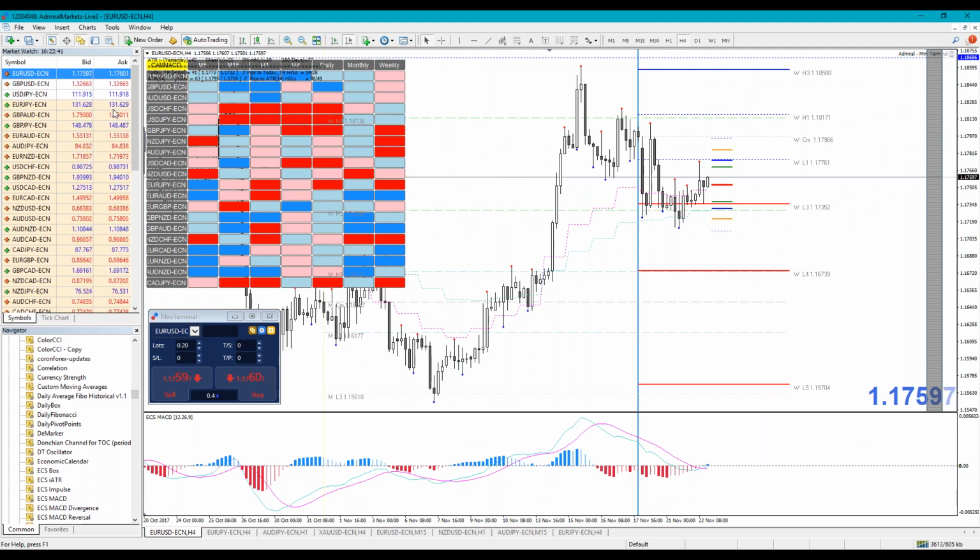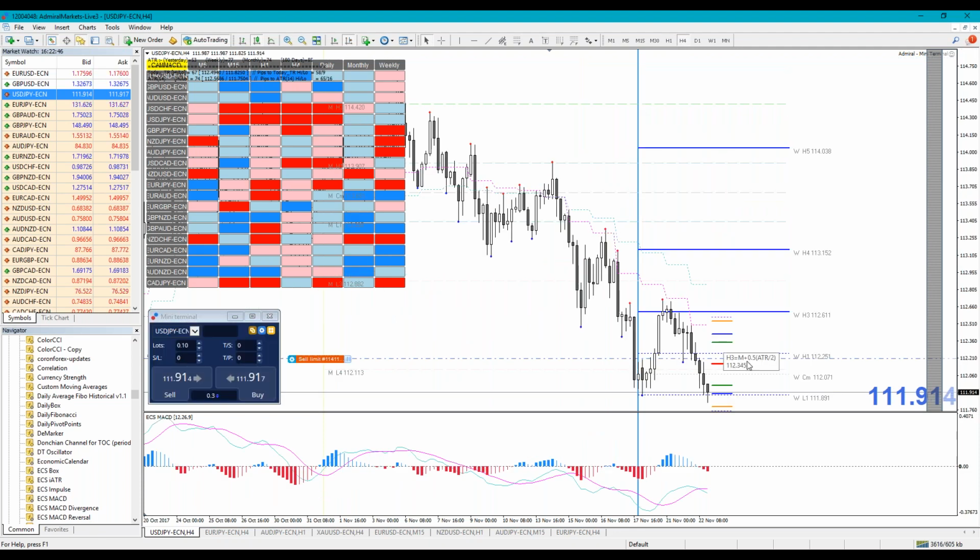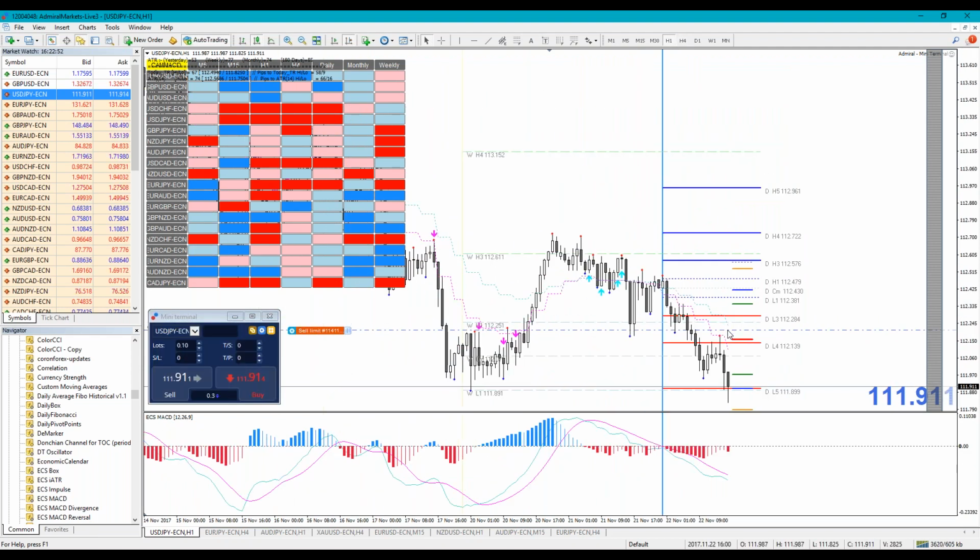So let's see. Dollar yen is retracing. I would like to see this level, and I will sell it again because this will be a retracement on 1 hour time frame. And here into the dynamic zone, daily L3, order blocks, clear sell for me.